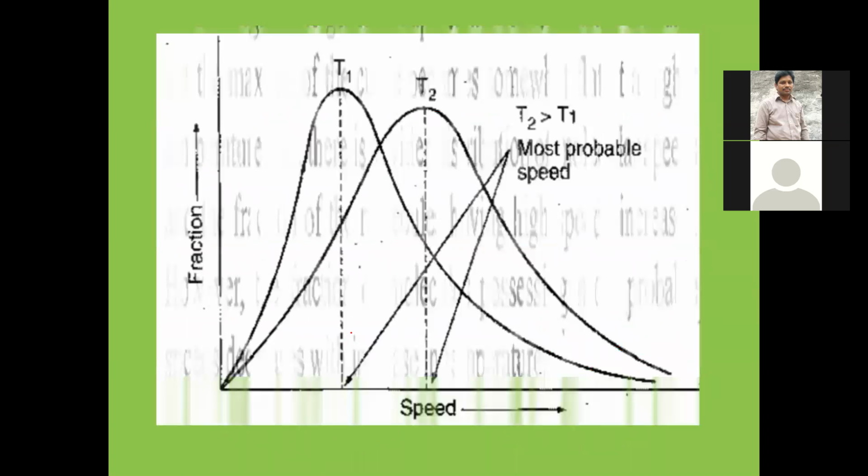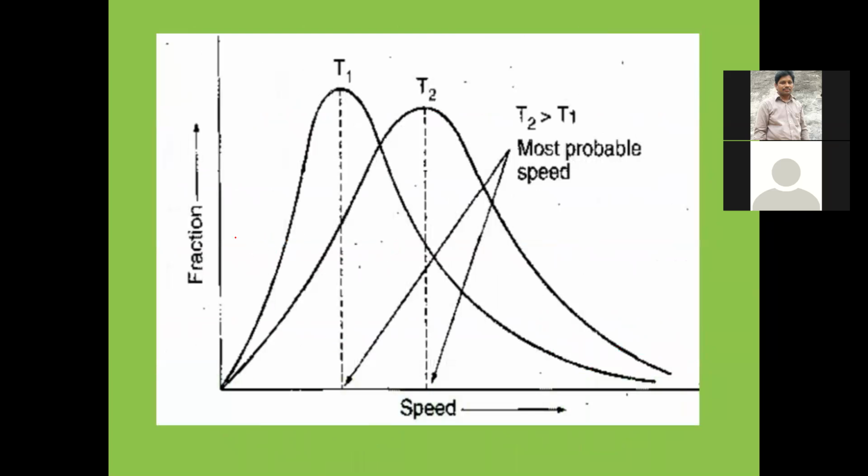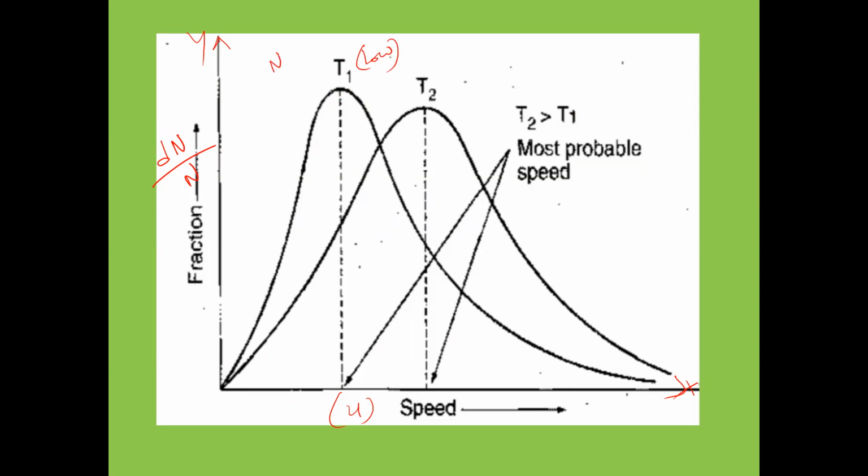Next, we have another example, the same one we discussed. Fraction of molecules versus molecular speed: fraction of molecules on the y-axis and molecular speed on the x-axis. Here it is given that T2 is greater than T1, meaning T2 is high temperature and T1 is low temperature. So at low temperature, the distribution of molecular speeds is narrow.